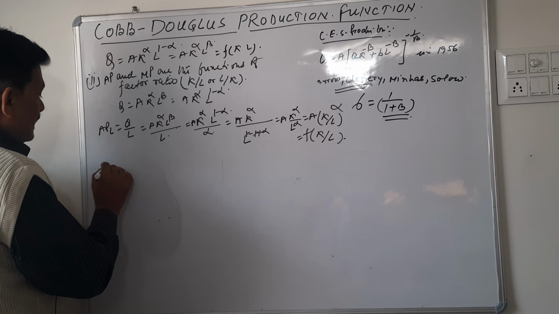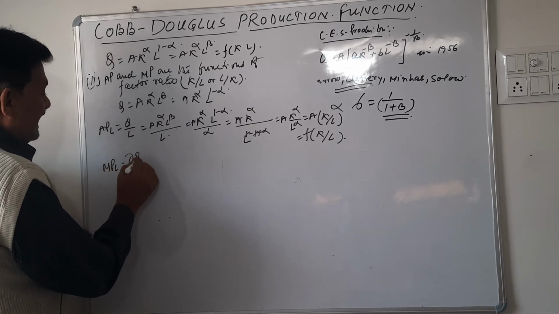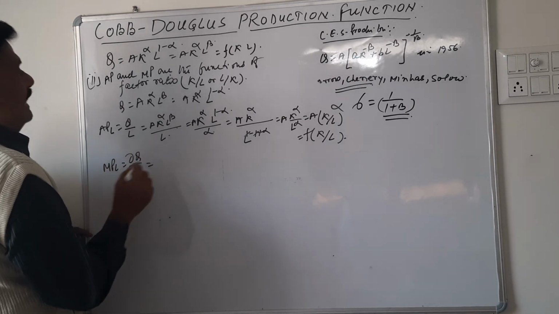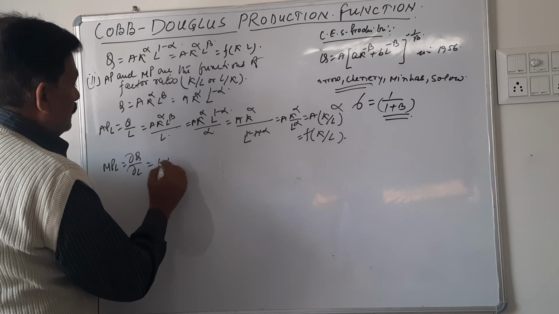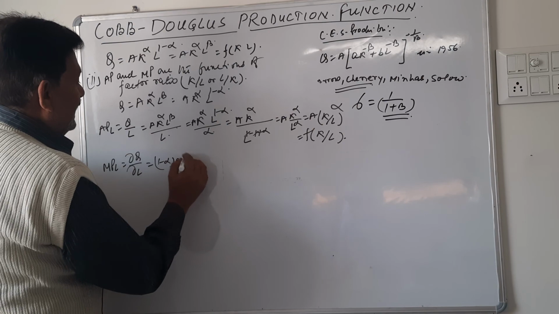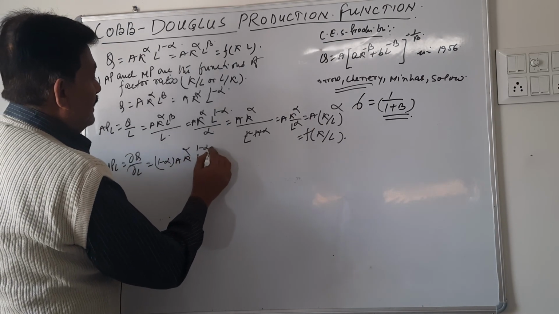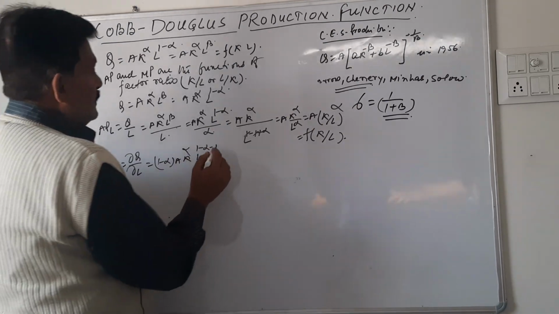Now the marginal product of labor, that is delta Q by delta L. This has to be differentiated with respect to L. So 1 minus alpha A K to the power alpha L to the power 1 minus alpha minus 1.